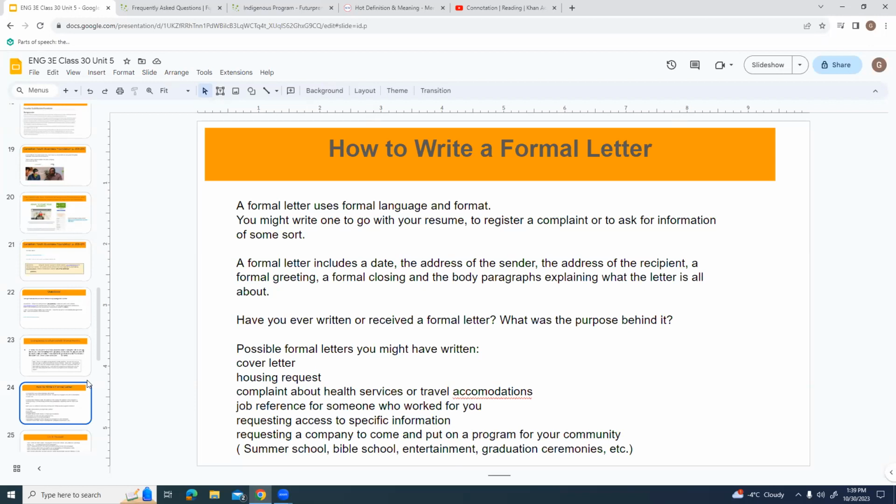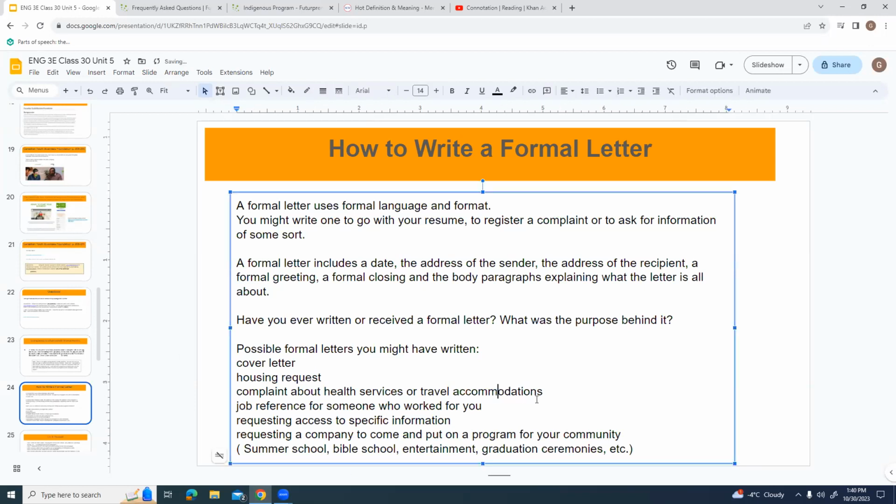Some possible formal letters you might have written: a cover letter, a housing request, a complaint about health services or travel accommodations, a job reference for someone who worked for you. Maybe you're trying to request access for specific information. Maybe you're asking for a company to come and put on a program for your community, like summer school or Bible school or entertainment or graduation ceremonies, right? If you're out there working, that might be part of your job, writing letters to people. So you may be very familiar with writing formal letters, or you may feel like you haven't really ever written a formal letter besides the cover letter assignment. That's why we're kind of covering it now, just in case.